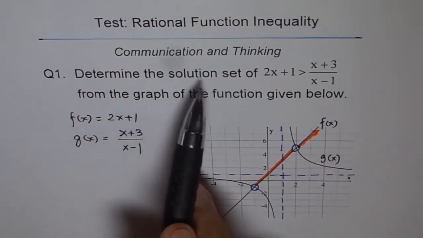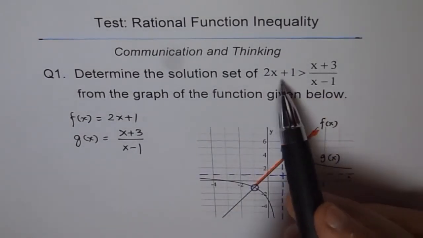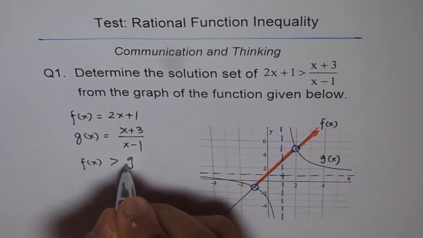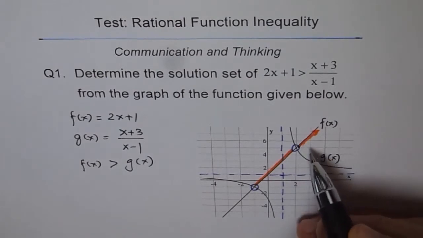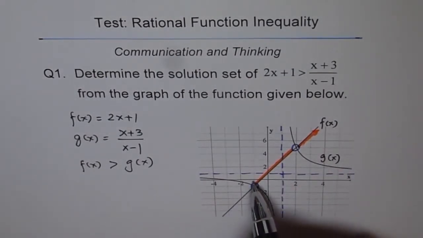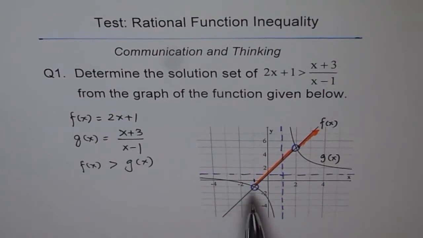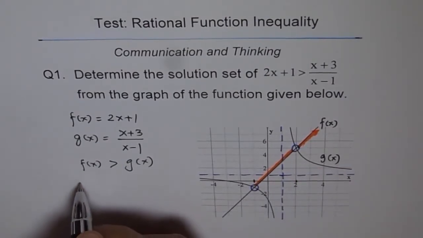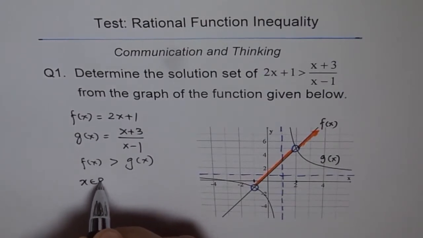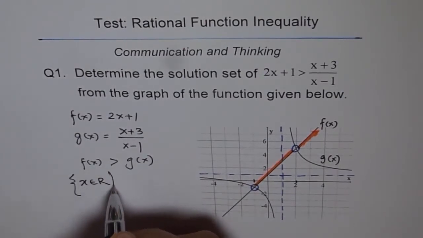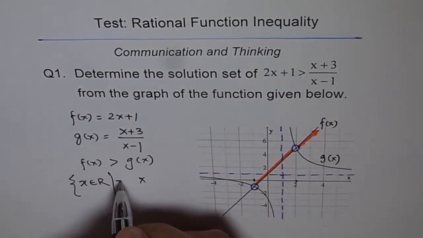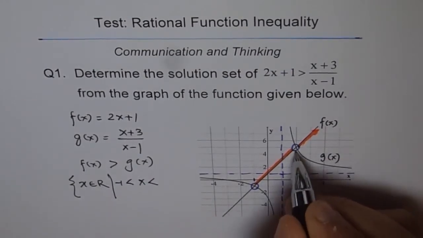So we say determine a solution set for this. Solution set is when is this statement true? That means when is f of x greater than g of x, right? So we see, well, the solution set is these x values we're interested in. This value of x, which is minus 1, and here, that value of x, which is 2, but not including these points. So we say x belongs to real numbers, where x is greater than minus 1, but less than 2.